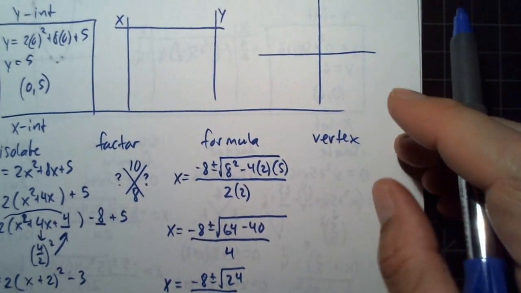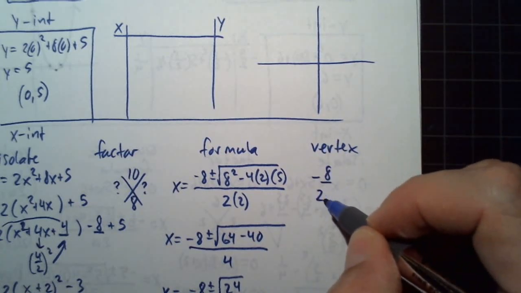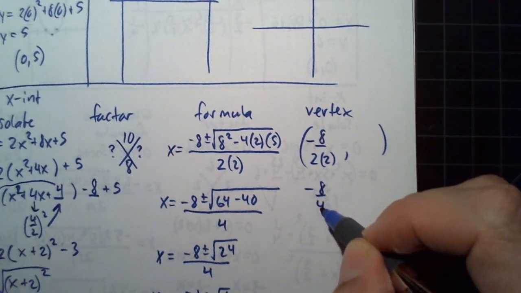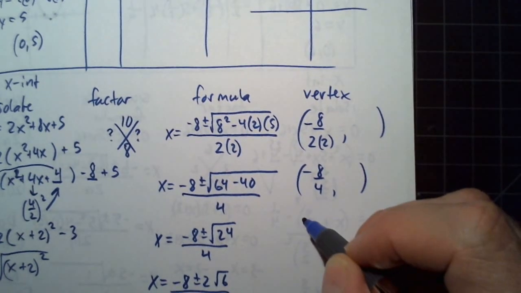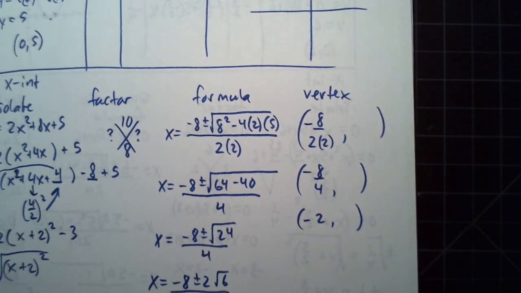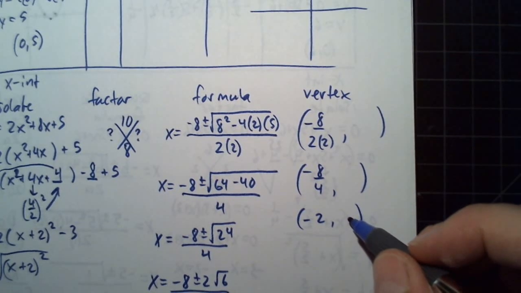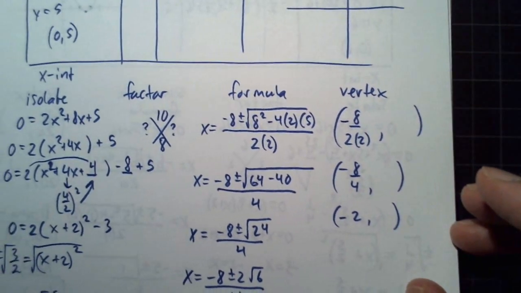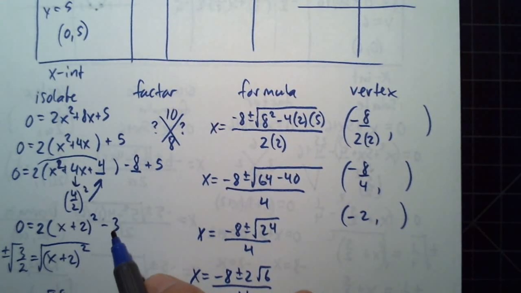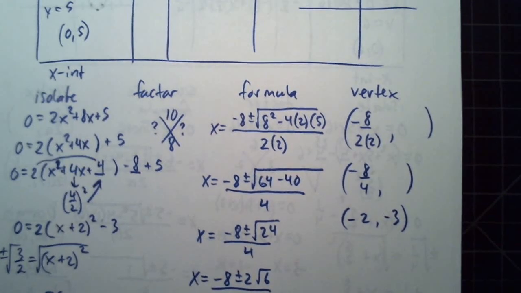Okay, let's do the vertex. Negative b over 2a. Negative 8 over 4. Negative 2. And then we have to find the y value. If you remember the shortcut, instead of substituting that into the function, we can look for the y value. If you complete the square, you can see the y value of the vertex there.